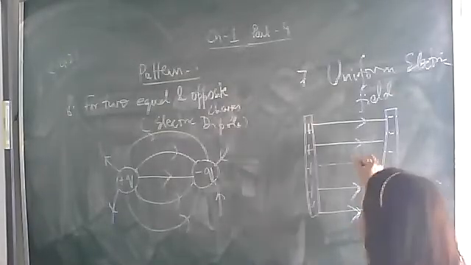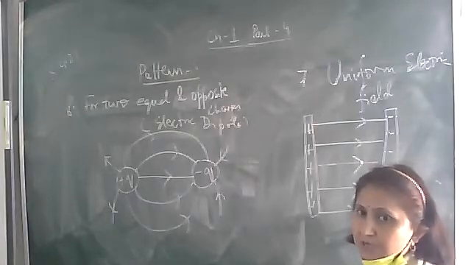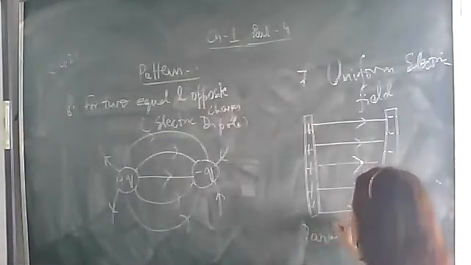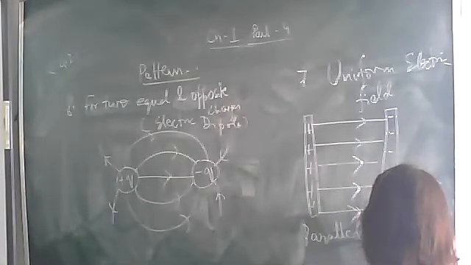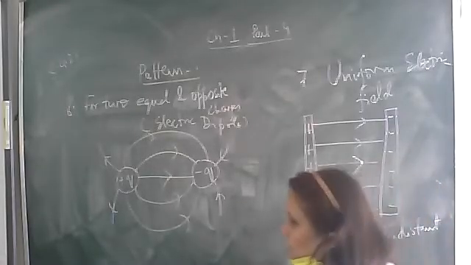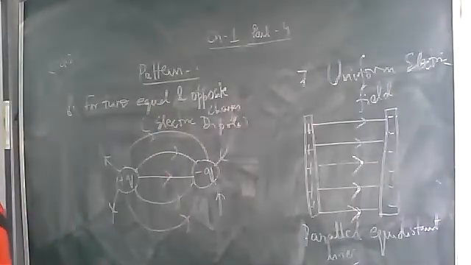So how can we represent uniform electric field? Parallel lines which are at equal distance from each other. So parallel equidistant lines represent uniform electric field.